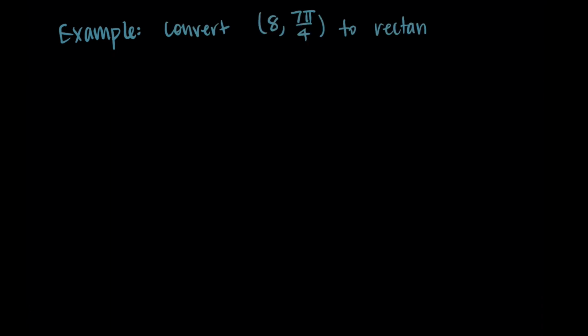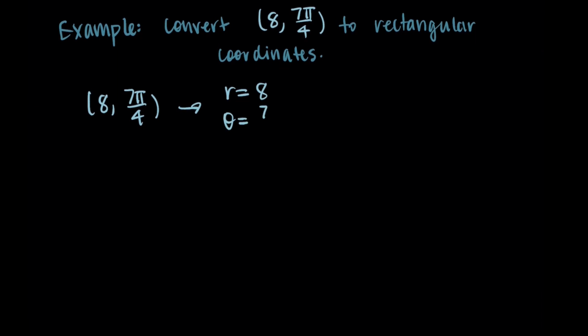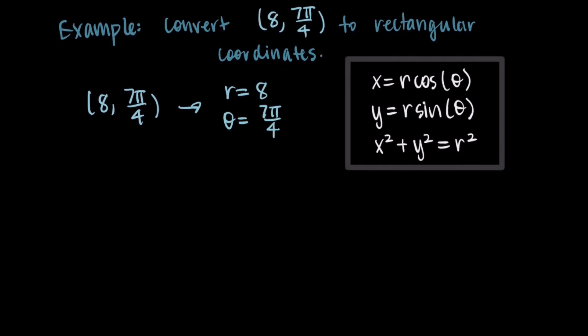Okay, let's try this out on an example. Let's convert the point (8, 7π/4) to rectangular coordinates. Looking at my point, this is in polar. So this tells me that r, my radius, is 8, and theta, my angle, is 7π/4. So my goal here is to find x and y for my rectangular or Cartesian coordinates.